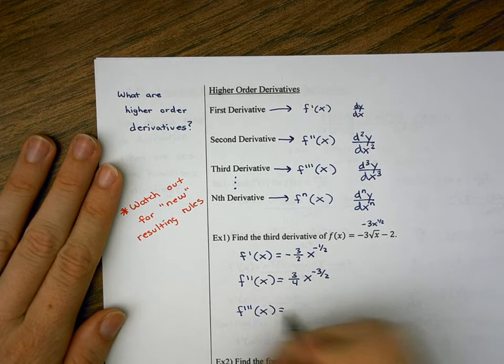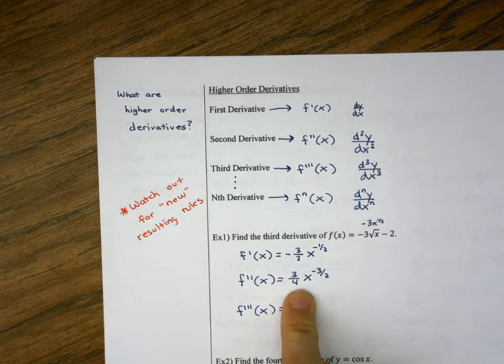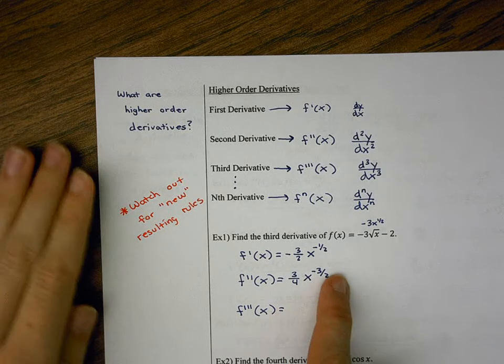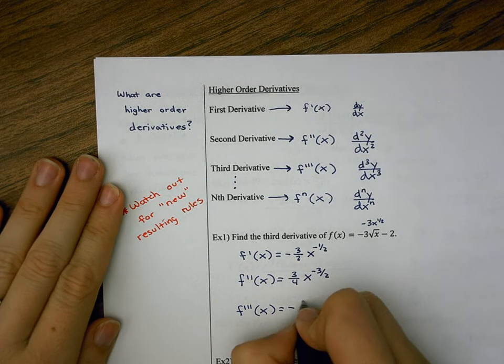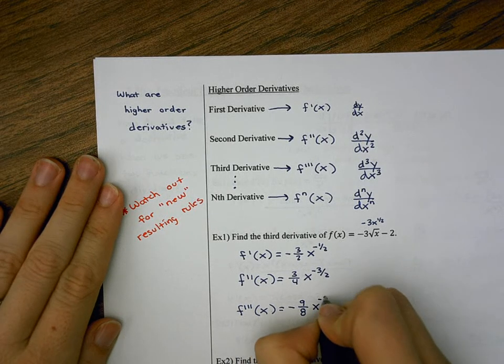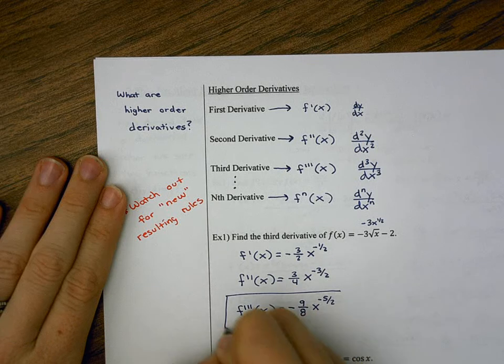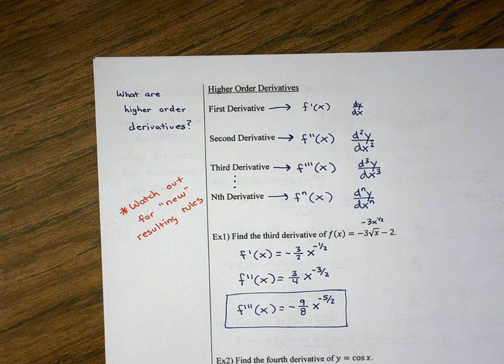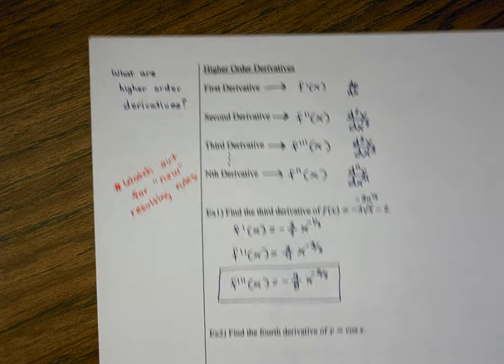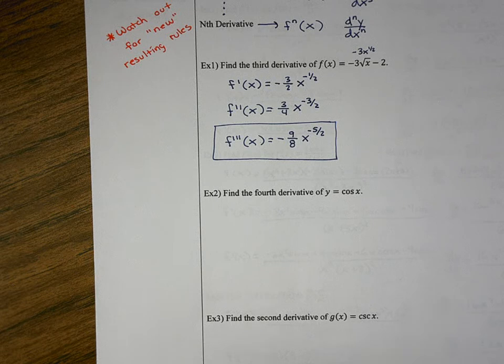Again, take a hard look at it. Is there a new rule other than power rule or constant rule, which are the two we've used so far? No. So bringing down that exponent in front, we have negative 9/8. Leave the base alone, subtract 1 from the exponent. And that's your third derivative. Okay? Okay, so again, I'm going to recommend example 2. Pause the video, try it on your own, restart it when you're ready.